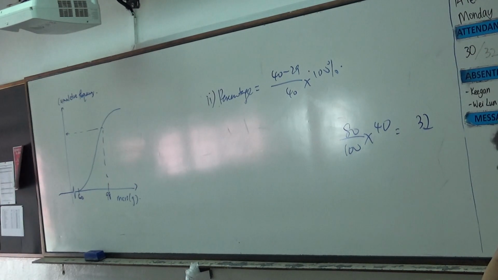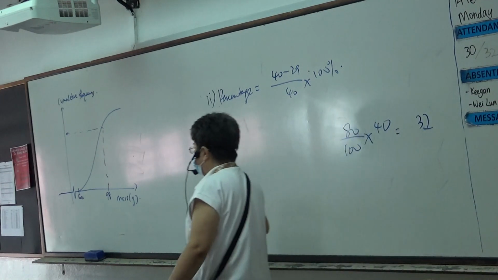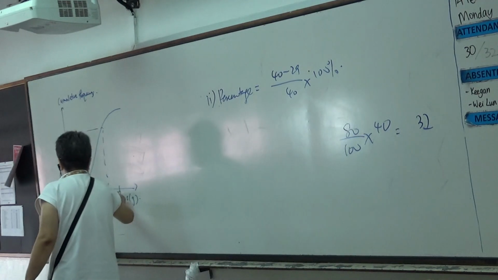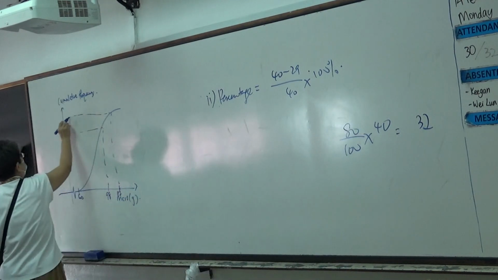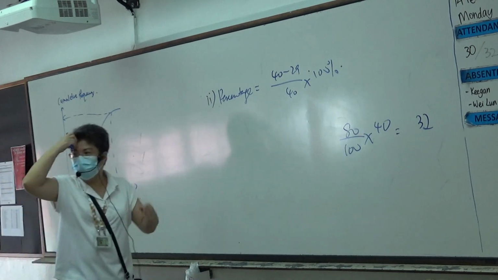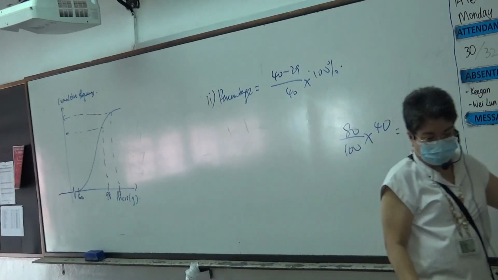Alright, class? Okay, next one, part 2. The fraction of the total number of apples having masses 117 grams or more. Now, if you look at 117, you will read something. All of you look at 117 and read off the value.